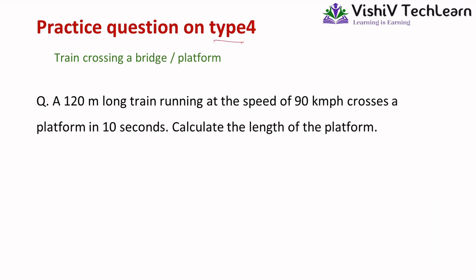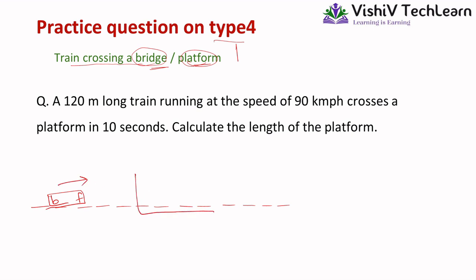Type 4. Now in type 4 the train is crossing a bridge or a platform. In the previous case there was a pole, but in this case it is a platform or bridge which has length. Let's again draw the situation so that you will understand it in depth. Here is the railway track. On this railway track here we have our train. This is the front side of the train, this is the back side of the train, and the train is running in this direction. And here somewhere we can draw a bridge or a platform. So this is the start of the bridge or platform, this is the end of the bridge or platform.